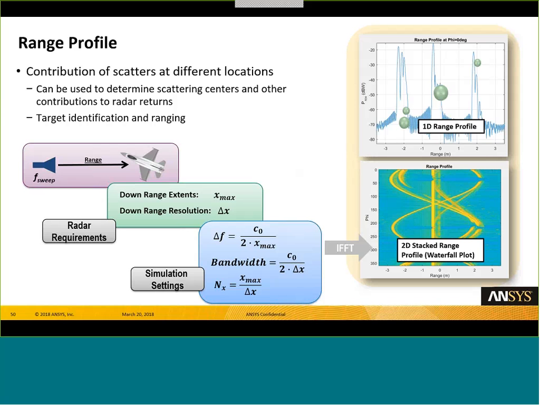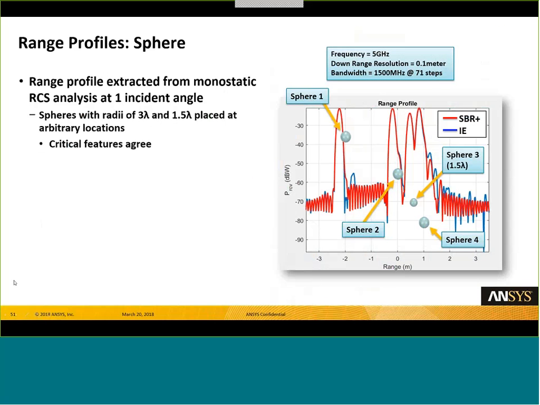And once that's done, we ultimately get the same thing that we would get with a network analyzer and measurement. And then we can take that and apply an inverse Fourier transform to be able to get the result that we're looking for, the range profile. So let's run through a couple of examples here.